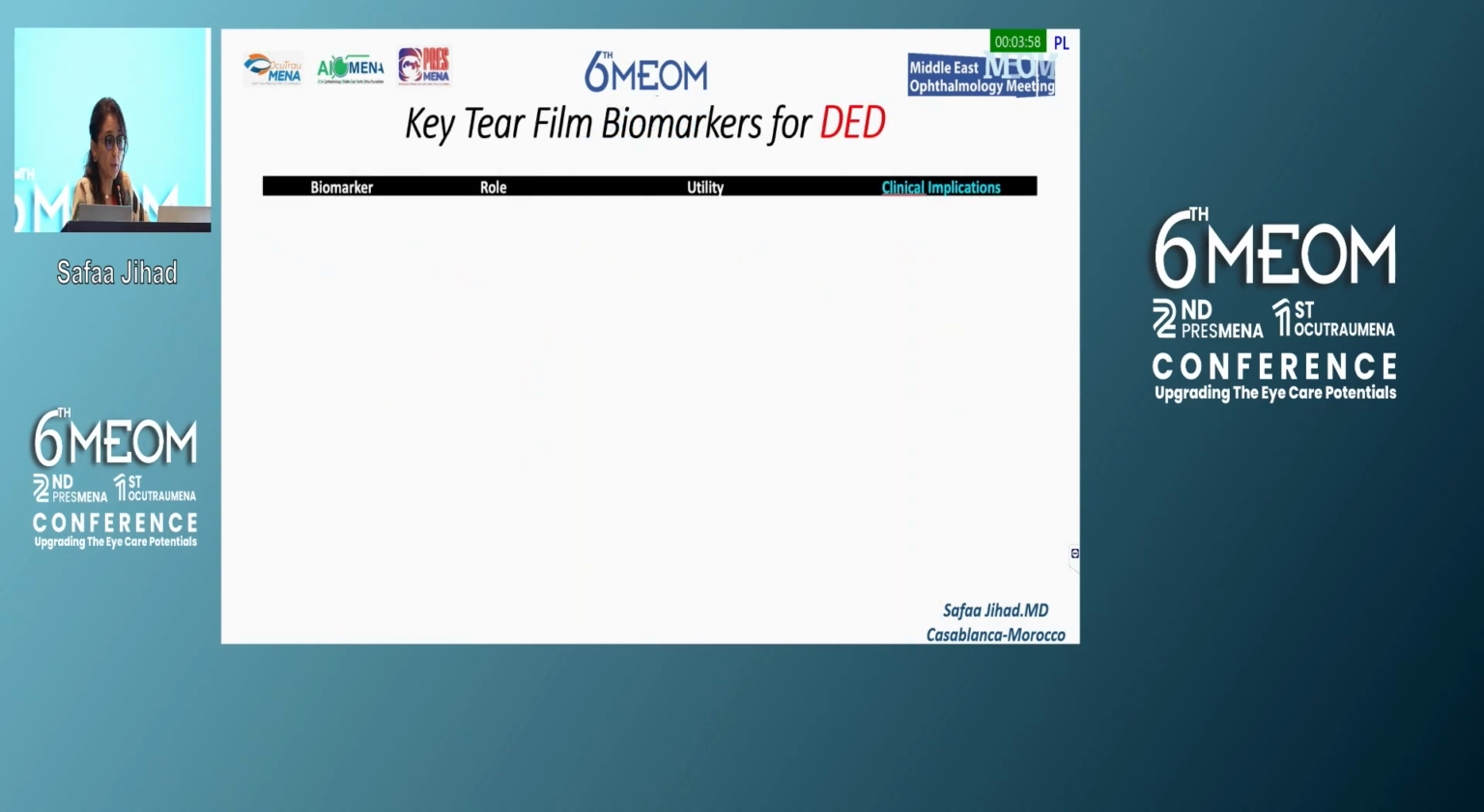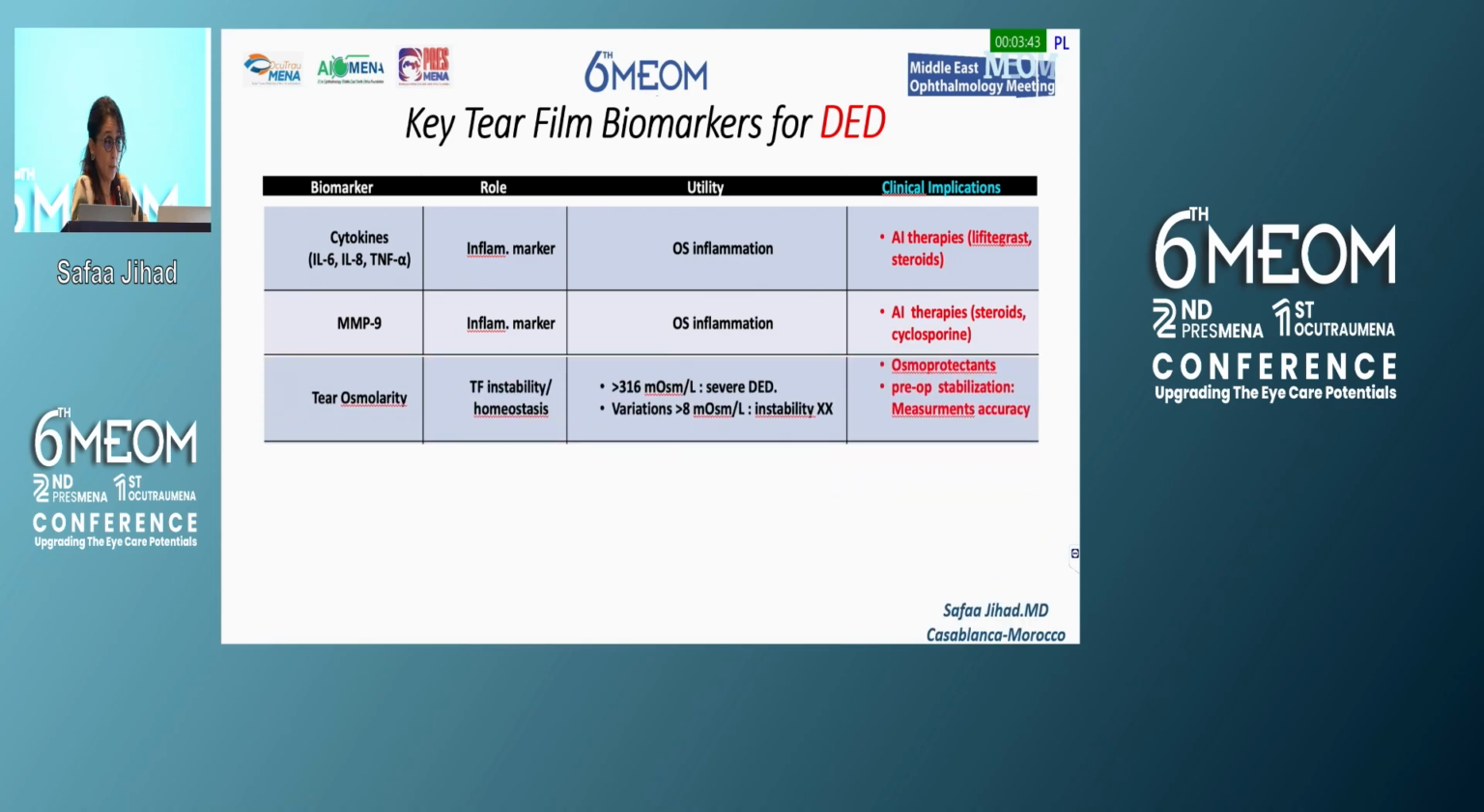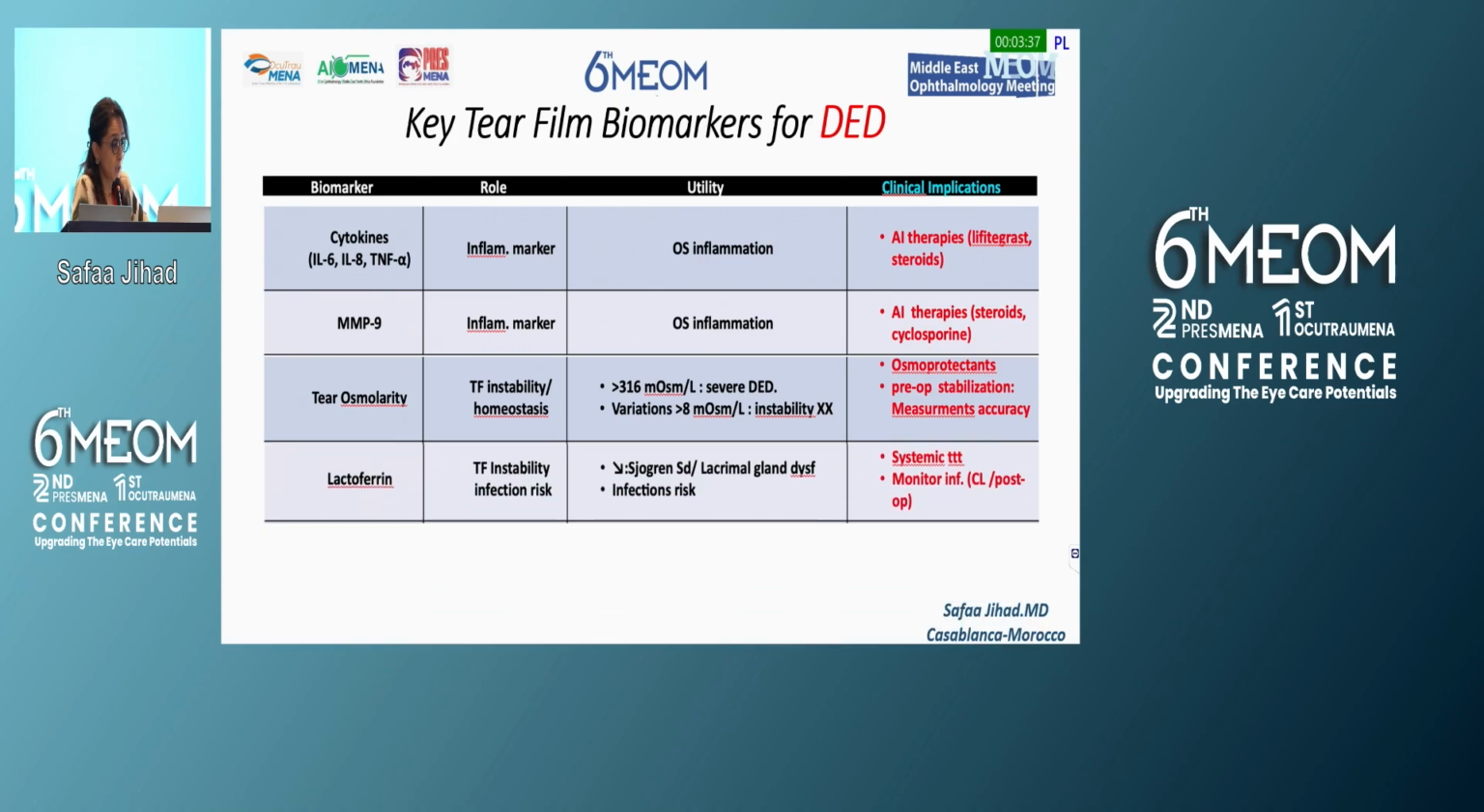And here is a summary of the main biomarkers used in dry eye, for example. Inflammatory markers, cytokines and MMP9, can give us an idea about the inflammation of the ocular surface. And here, as a clinical application, we will use an anti-inflammatory therapy. Osmolarity was greatly discussed by my friend Ashraf, so we will skip it. Lactoferrin can give us an idea about tear film instability or guide us toward a systemic disease like Sjogren that needs to be treated. And if we want to assess lipid deficiency, we can use lipidomic biomarkers so we can treat the patient correctly with a lipid-based artificial tear.